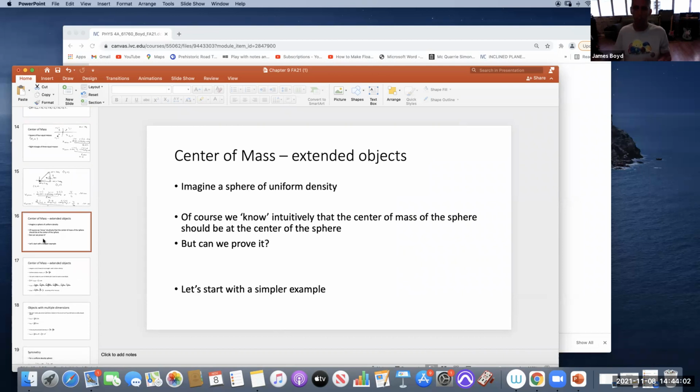Imagine that you have a sphere. So we have this sphere and it's uniform. So it's like that rubber that we used for the buoyancy lab last week.